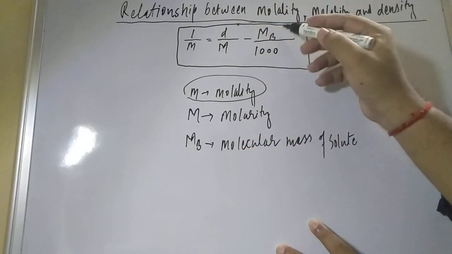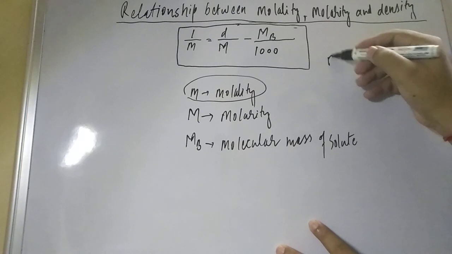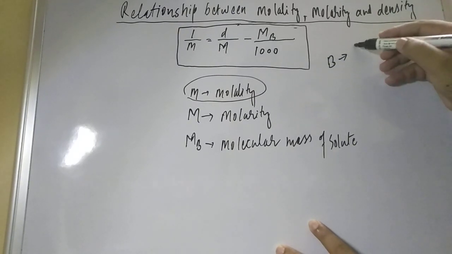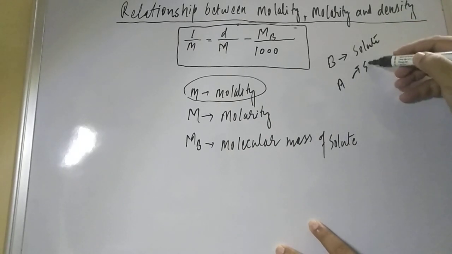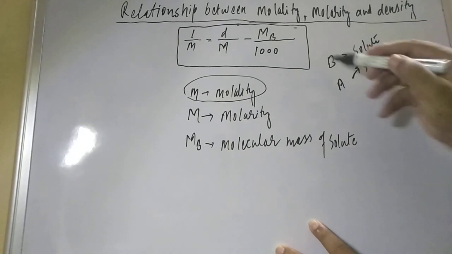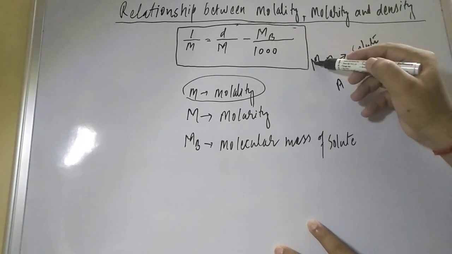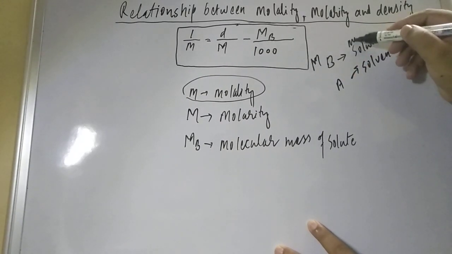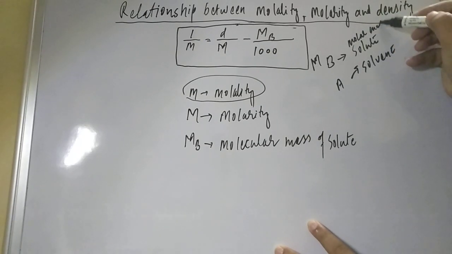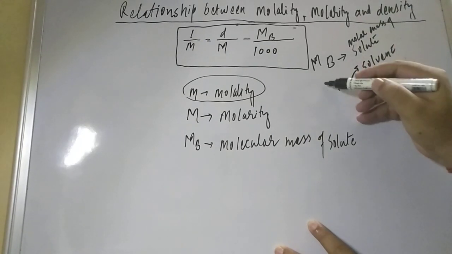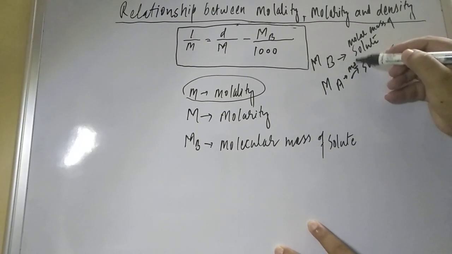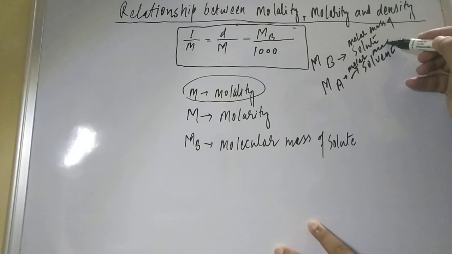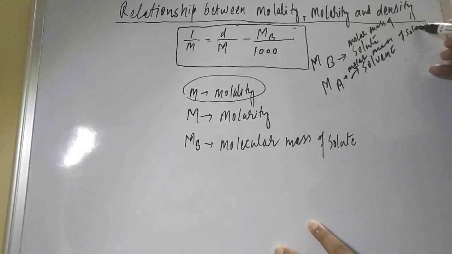And what is MB, student? Always keep in mind, wherever we are considering the second case, that is the solute. B is for solute and A is for solvent. So capital MB means the molar mass of solute, and if it is MA, then it is the molar mass of solvent. Keep that in mind, student.